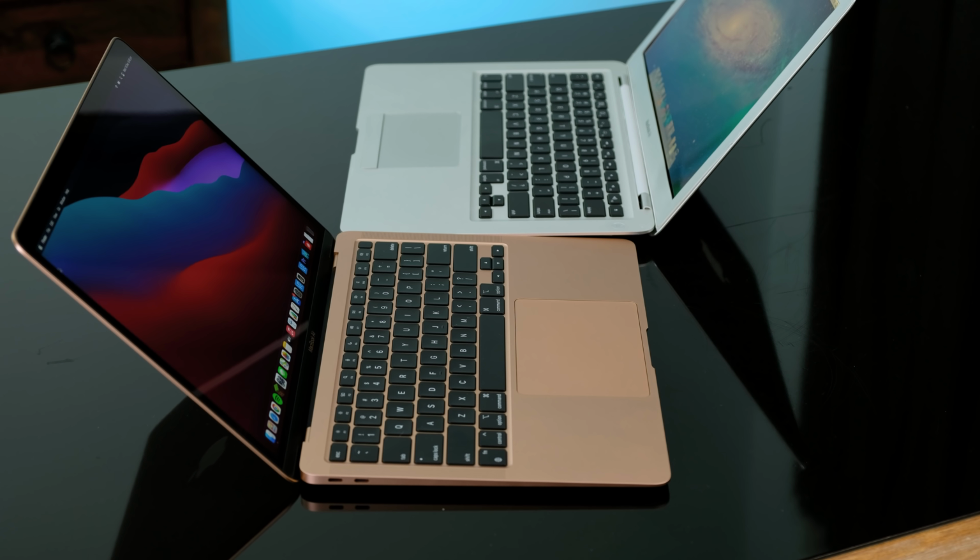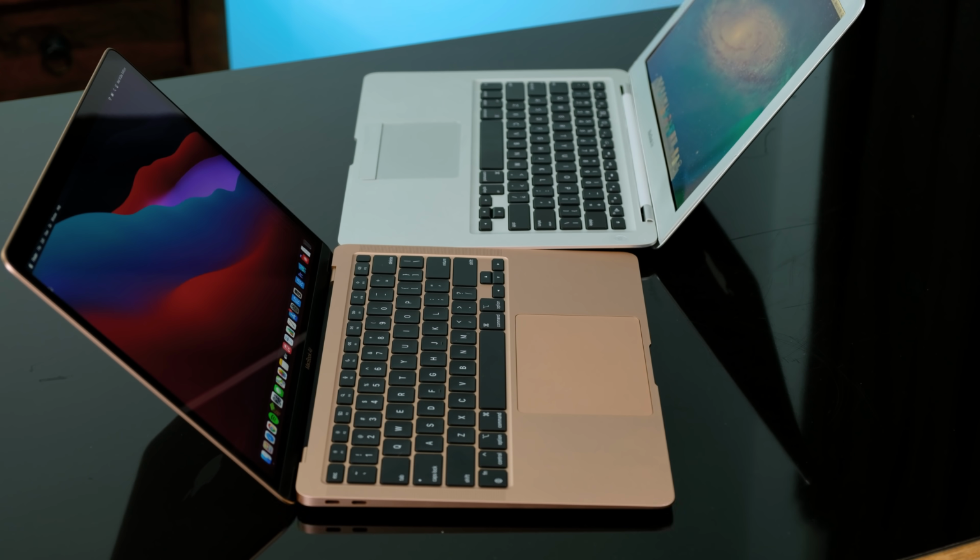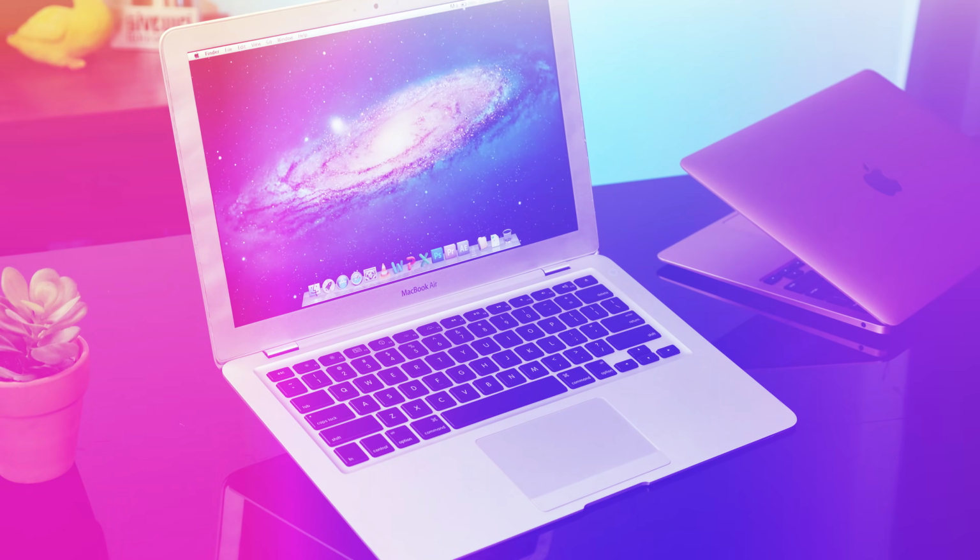Hello guys, and welcome back to a somewhat unfair comparison. With Apple switching to new ARM-based processors, I thought it would be interesting to compare the new M1 MacBook Air to the original 2008 13-inch MacBook Air. A lot has definitely changed in 12 years, but exactly how much has changed? Anyway, let's take a look.